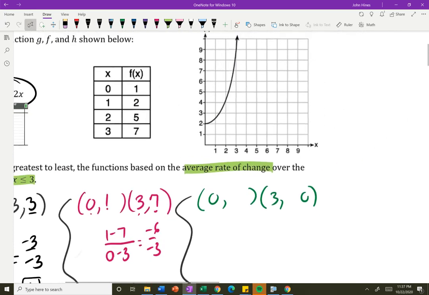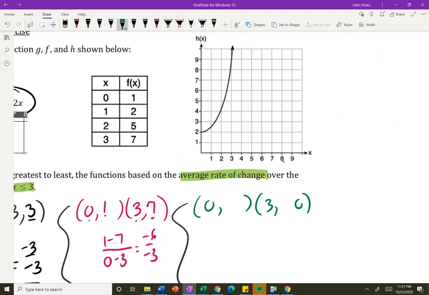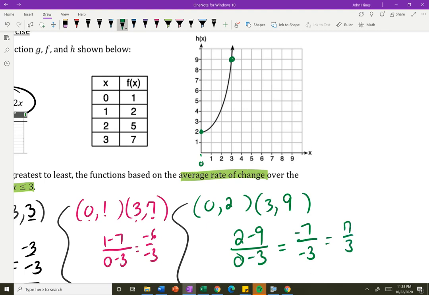And then finally, when I'm working with a graph, I have to start at 0, 0, 2, and then 3, let's go with 9 there. 3, 9 is where that graph goes to. So subtract my y's over subtract the x's in the same order. So I get negative 7 over negative 3, which actually comes out to just be 7/3, which is a little bit bigger than 2, right? Because 6/3 is 2, so 7/3 is bigger than 2 because it's another third bigger.